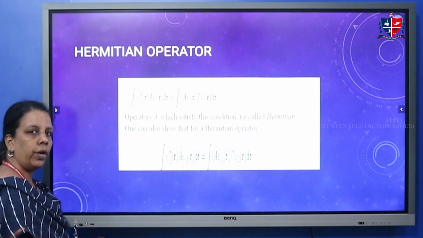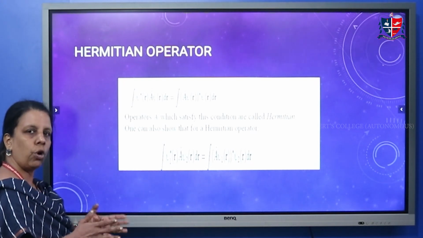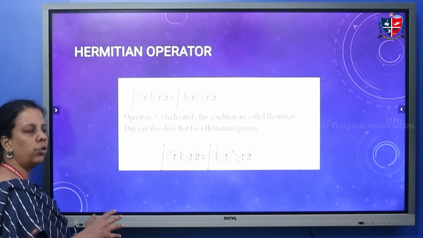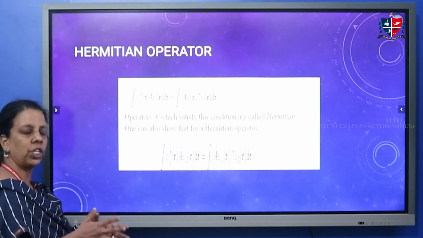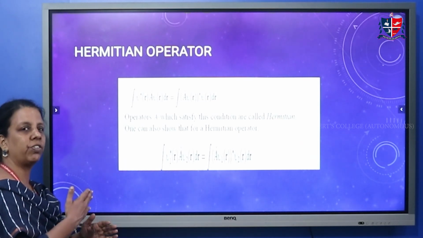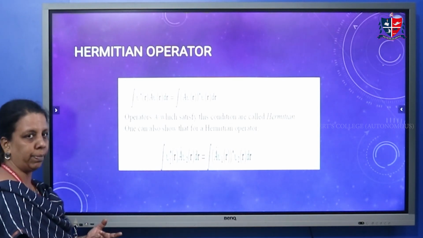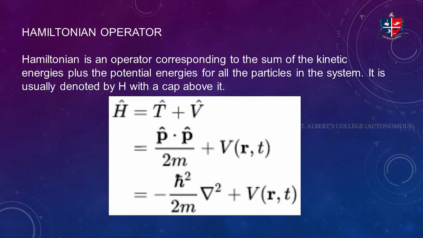Okay. Almost all the operators will be linear or Hermitian. So corresponding to each observable in classical mechanics, there will be an operator which will be linear and Hermitian in quantum mechanics. This is another important operator we have already discussed, the Hamiltonian operator.